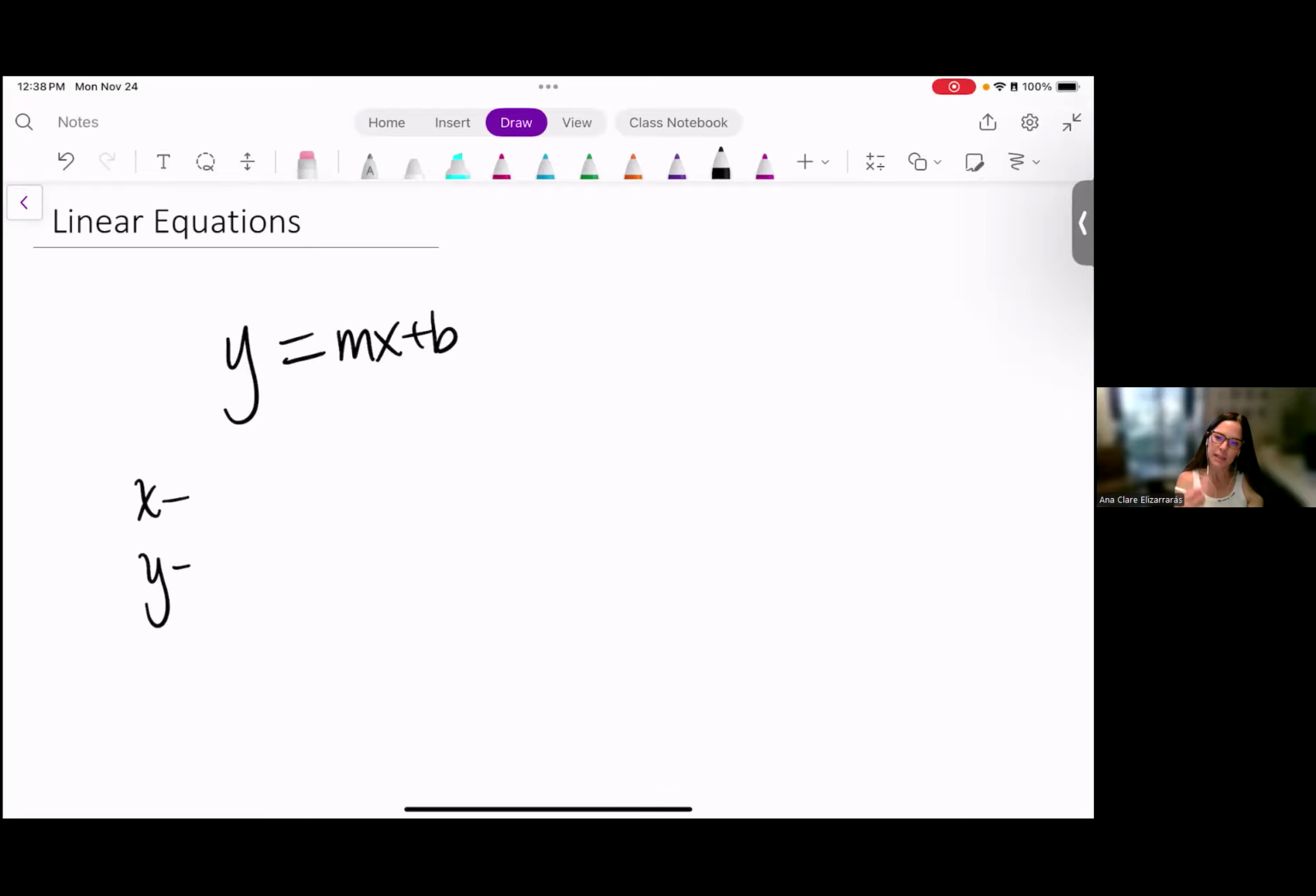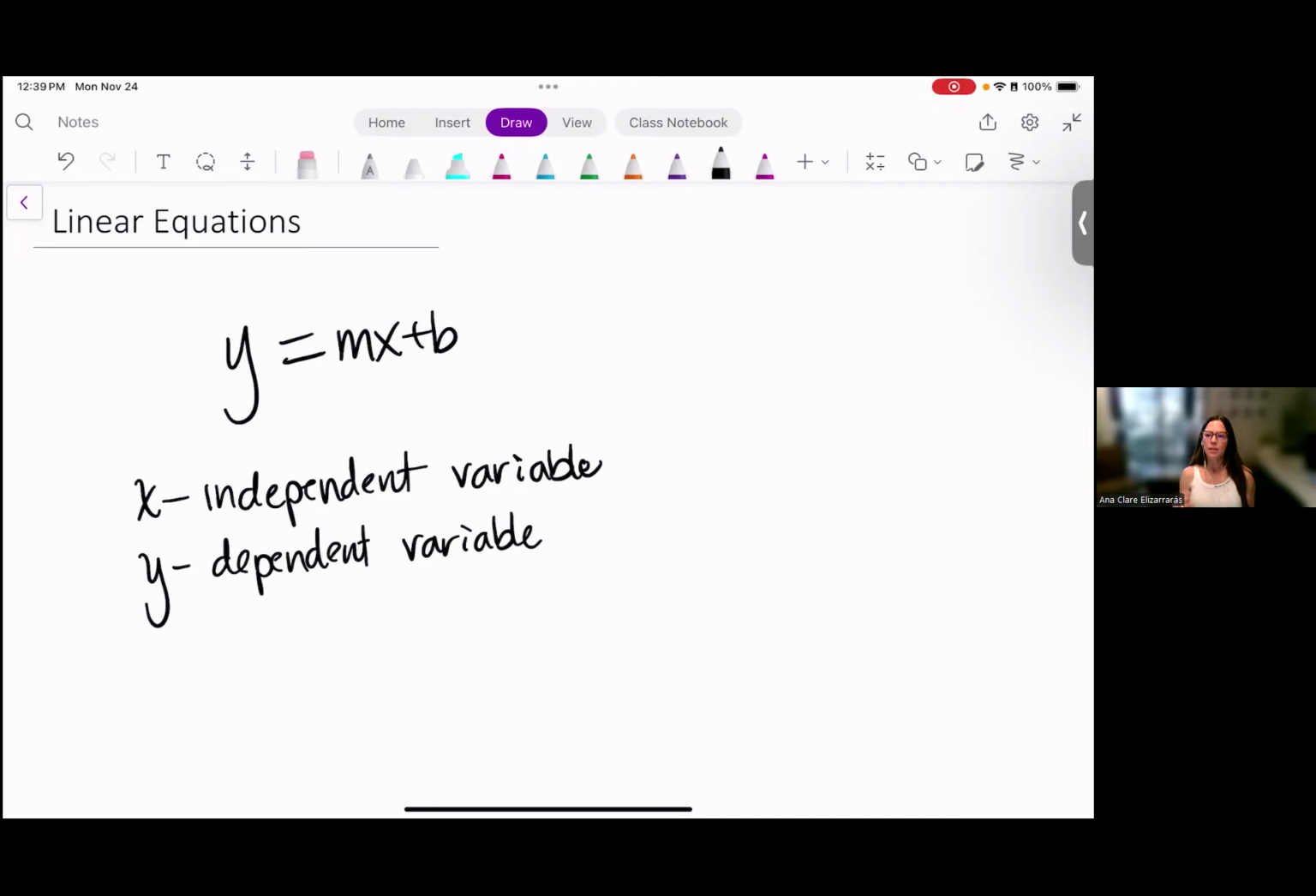X is our independent variable. And y is our dependent variable. Y depends on x. Whatever the value of x is helps us determine what the y variable is. So a lot of times we will plug in some value for the independent variable, or the input, and we will get our output. You will see domain associated with x, you will see range associated with y, but x is our input and typically y is our output.